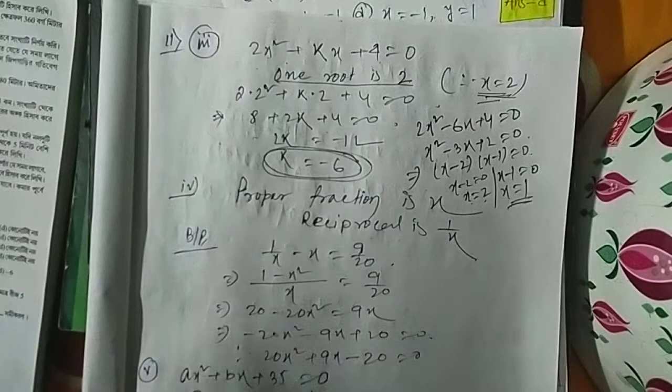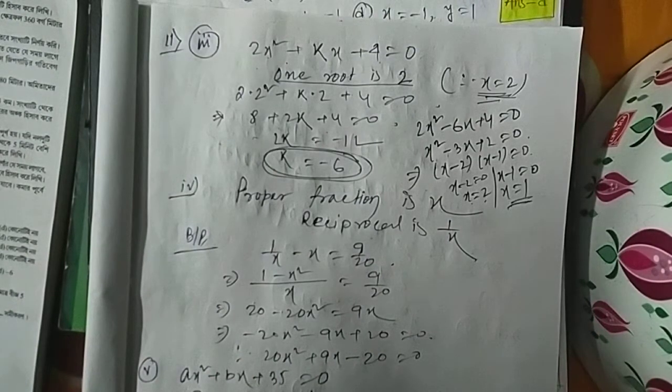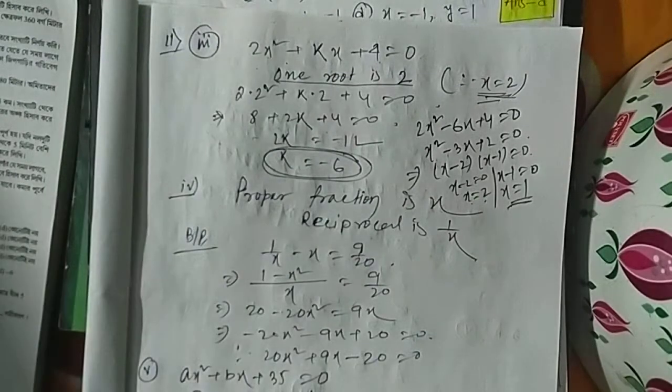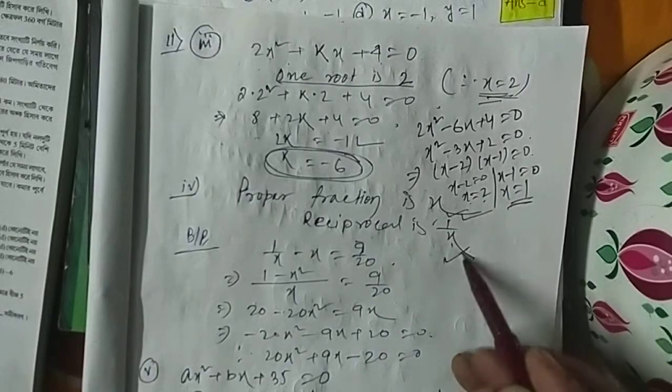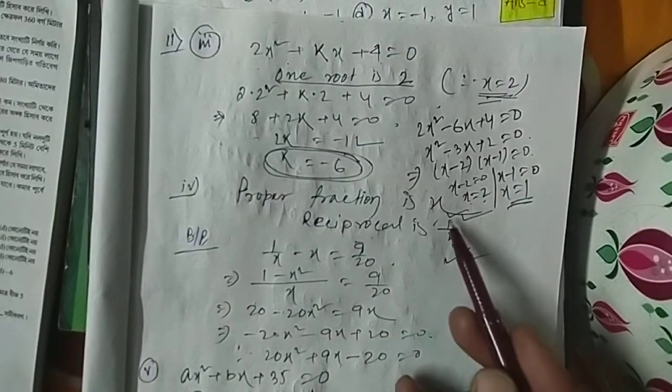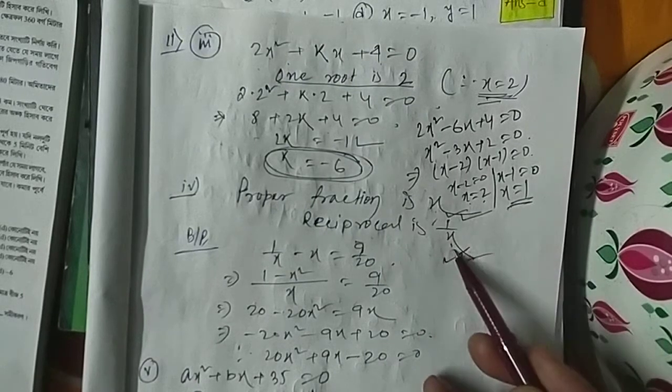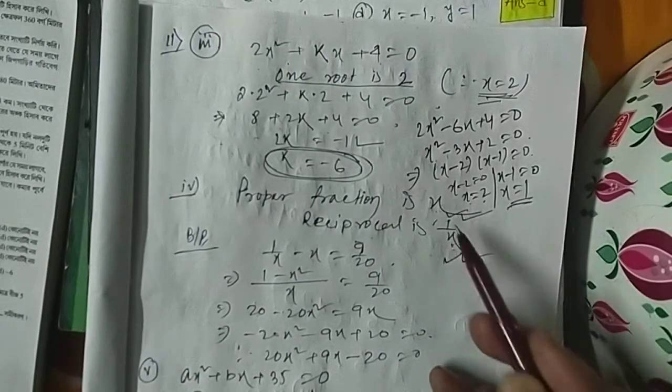Now I will discuss question number 4. Question number 4 is given that let's write the equation: difference of a proper fraction and its reciprocal is 9 by 20. Everyone knows what is a proper fraction. Proper fraction means when numerator is less than denominator, then this fraction is called a proper fraction, and everyone knows that the value of the proper fraction is less than 1. So if here the proper fraction is x, then its reciprocal will be 1 by x. Everyone see that the proper fraction is less than 1, so its reciprocal will be greater than 1. So 1 by x is greater than x.